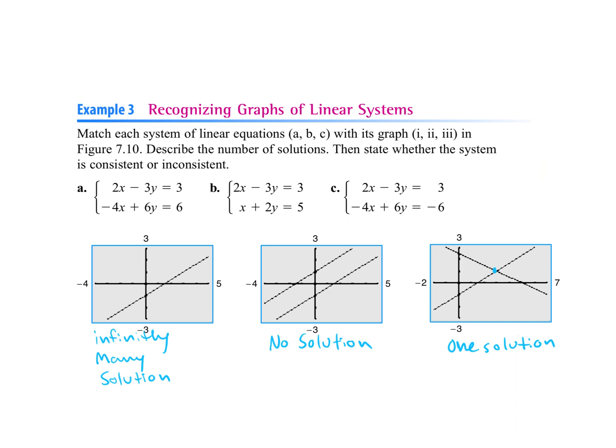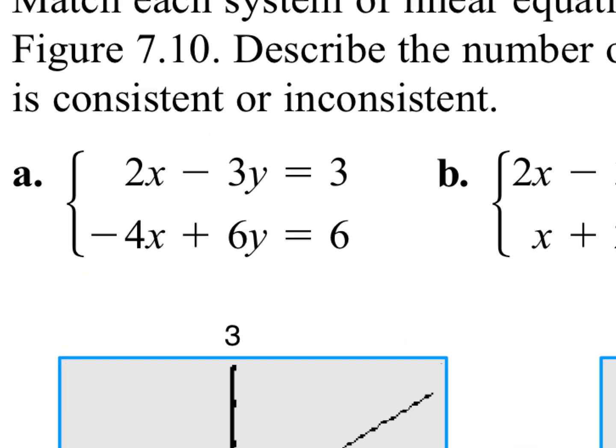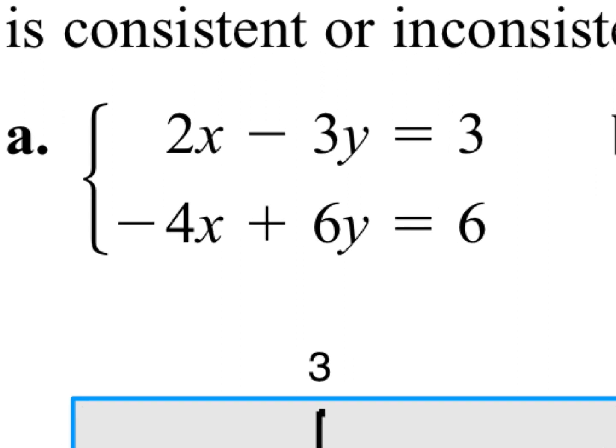So we don't actually have to graph these. We can just work them out algebraically by elimination and see which A, B, or C matches our graph, 1, 2, or 3. So let's look at A. We're solving with elimination. Do I have the same number but opposites here? No. But can I make one of them the same but opposites? Which one? I can multiply the top by 2. So my new top equation will be 4x minus 6y is equal to 6.